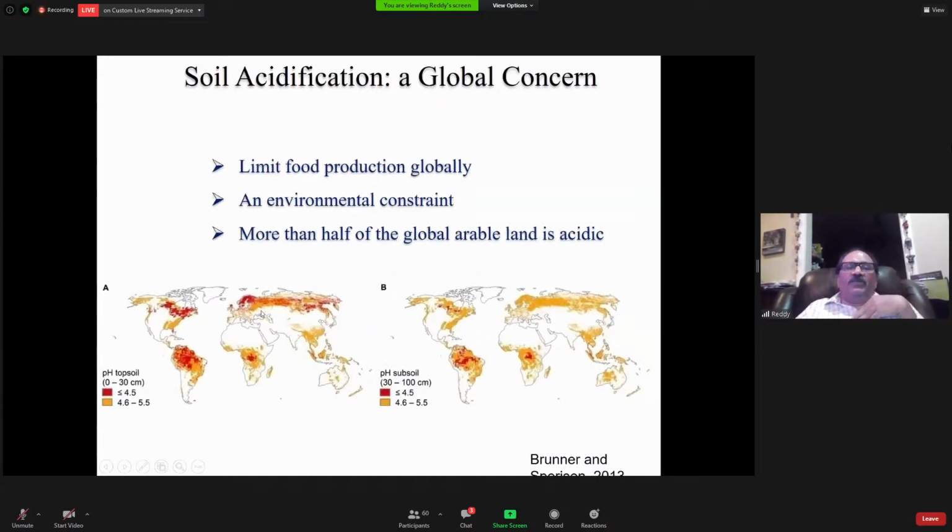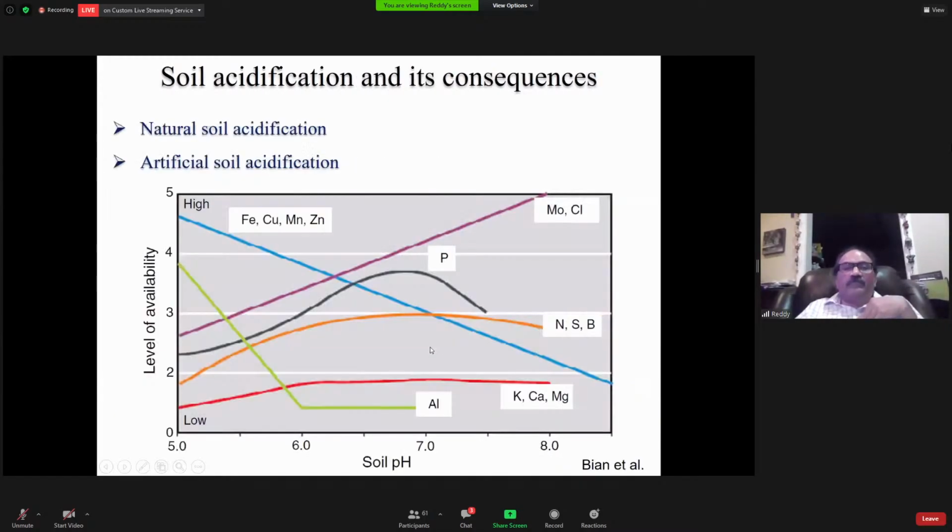So again, talking about acidity, you see how acidity is spreading across the world. And this is going to limit food production globally in all crops. And in horticultural crops, I told you, because we eat them raw, the effect is more. So it is a huge environmental constraint. Under low pH conditions, iron, copper, manganese, and zinc are high, as well as aluminum. But the availability of nitrogen, phosphorus, and potash is low, especially potash, under low pH conditions.